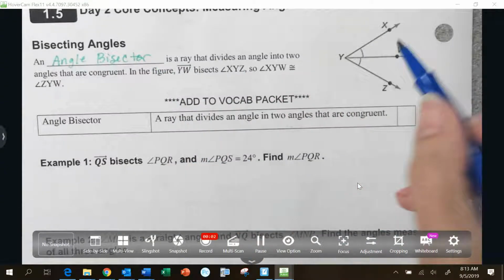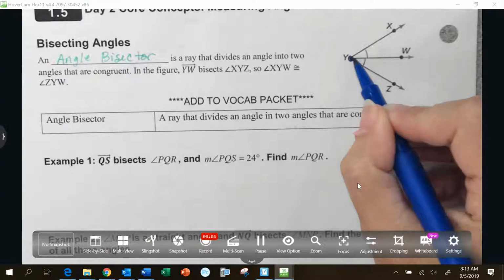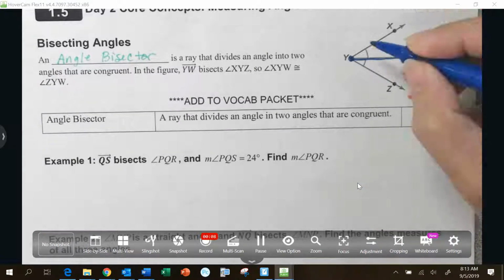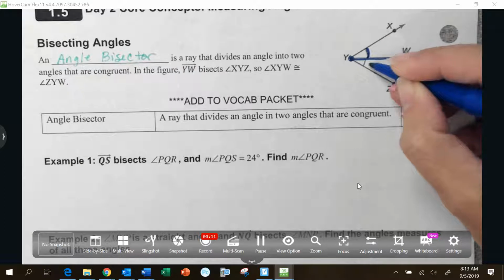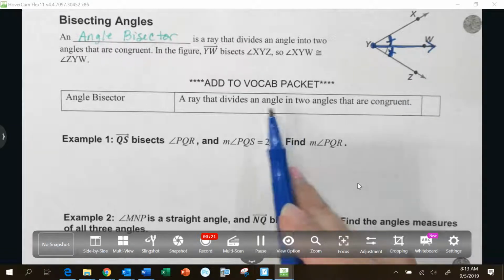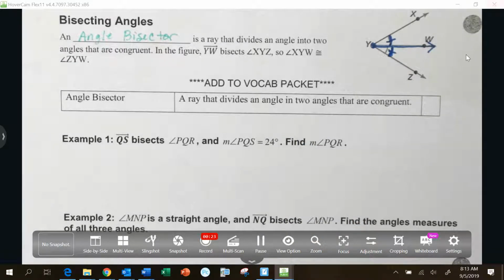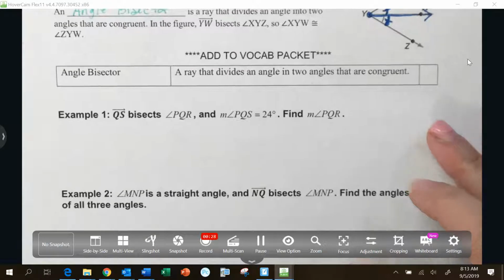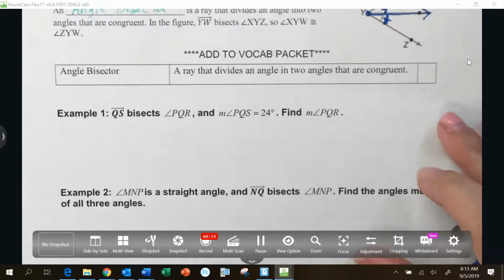Okay, so an angle bisector is a ray that divides one angle into two angles that are congruent. See, I marked them with two little congruent marks. And then again, you're going to add that to your vocabulary packet by the end of the chapter, which, like I said yesterday, I think we only have one section left, so we're almost there.